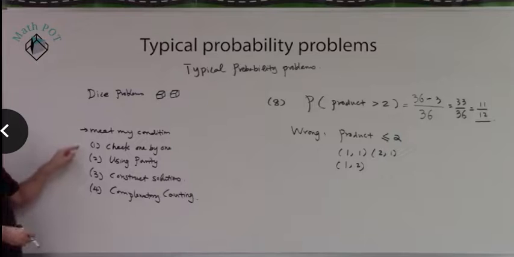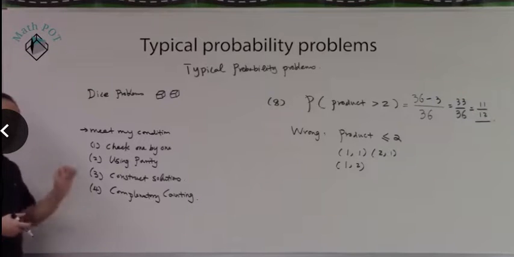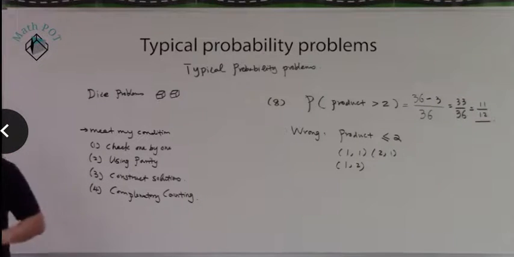Of course, you can check the number of outcomes one by one. Sometimes we can solve this using parity. Sometimes we can construct a solution instead of checking one by one. Sometimes complementary calculus can be very, very useful. So next, I will quickly give you another example.